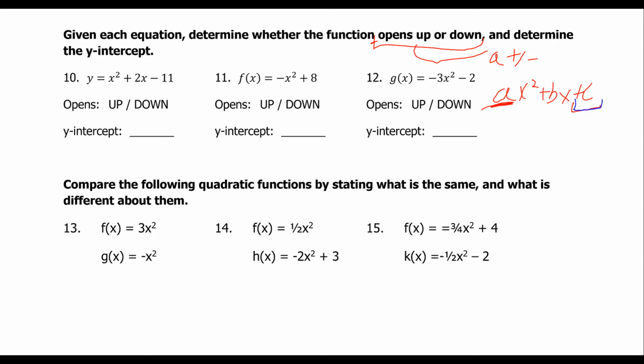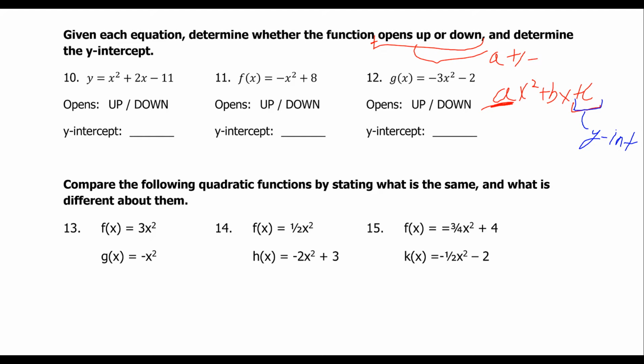Now the number on the end, the C on the end, that's going to be the y-intercept. That's pretty much true for every function that there is. There are a few exceptions, but that's pretty much how it's going to go.